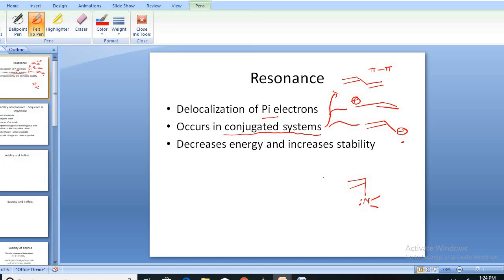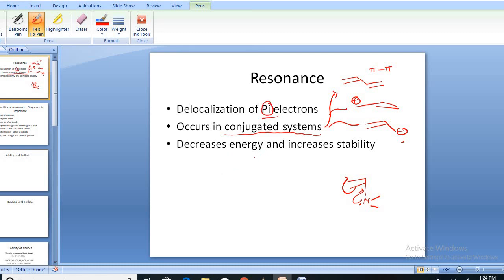So normally resonance occurs in conjugated systems, and it's basically flow of electrons. If I have to show the resonance, basically how am I going to do this? First I'm going to shift the lone pair over here and the electron pair gets transferred here. So this is basically what happens in the case of resonance. That's the reason I've written delocalization of pi electrons.